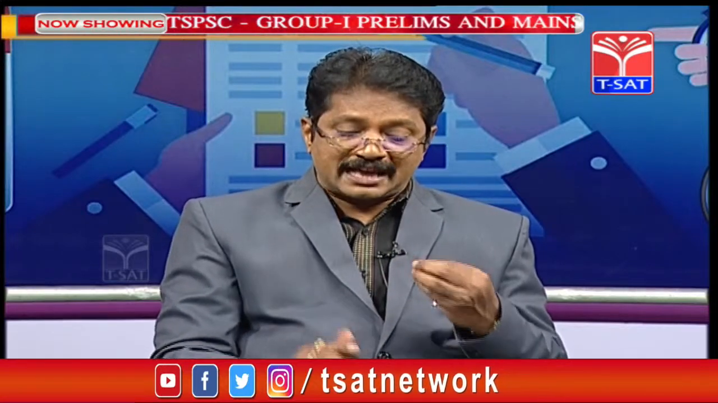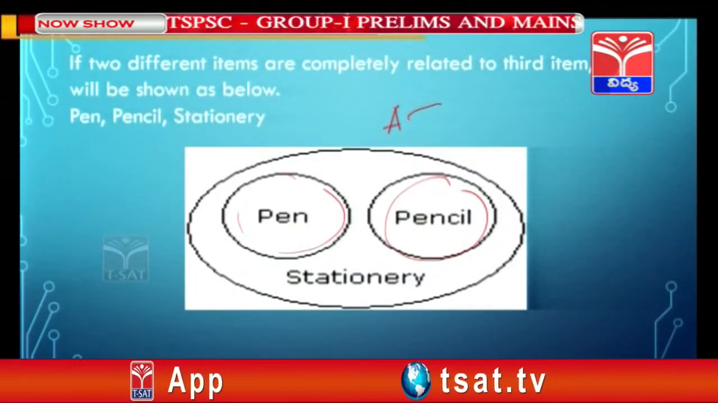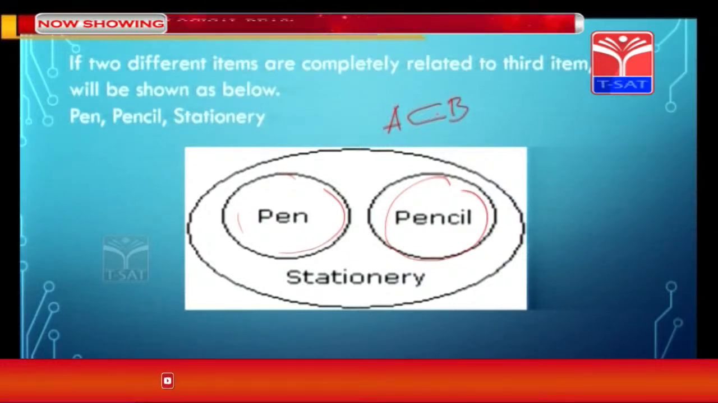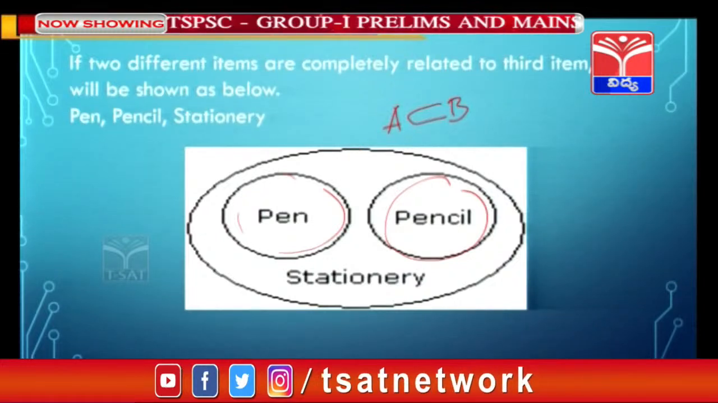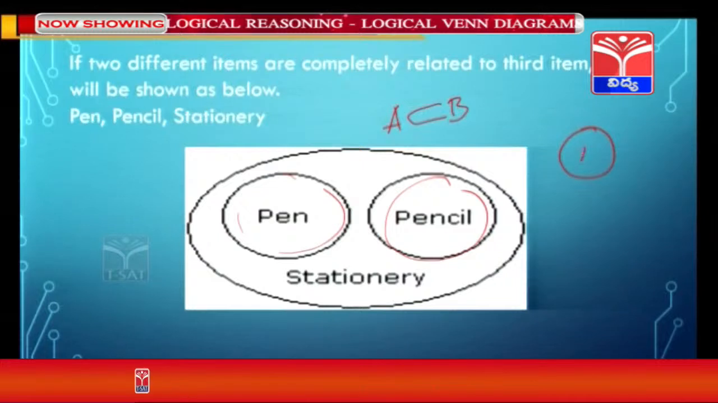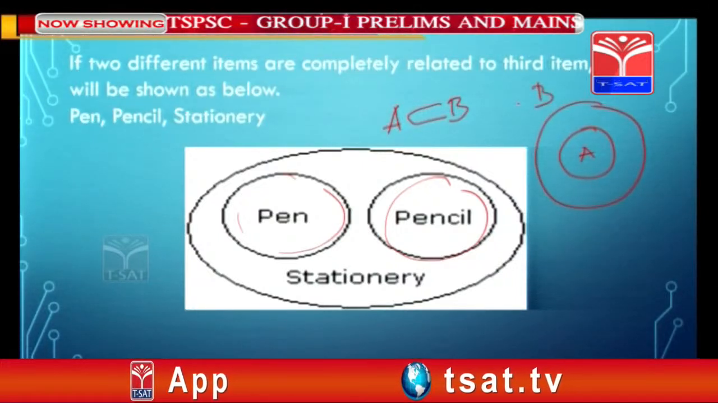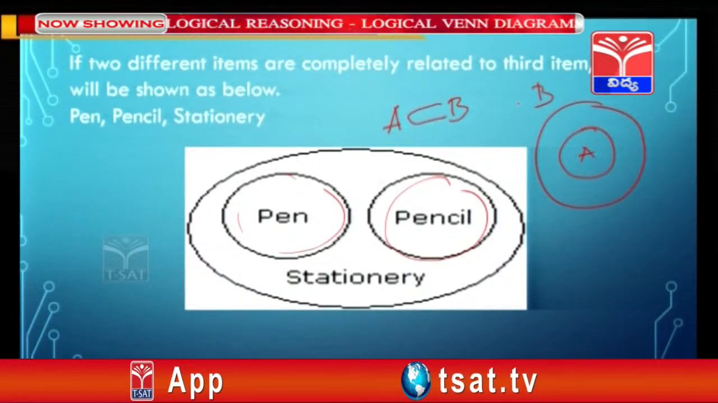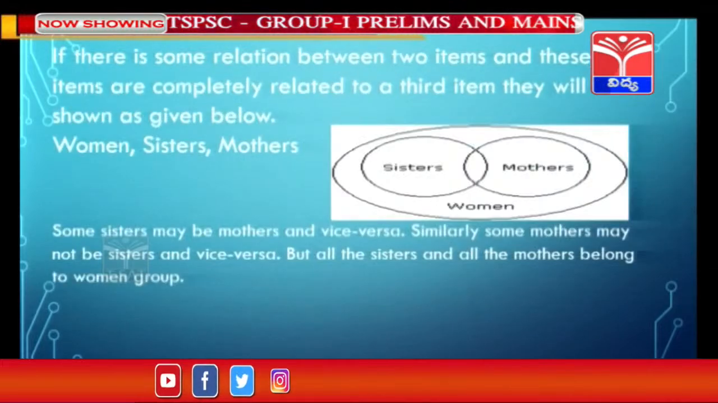So, they lie inside. If A is a subset of B, I will show it with a small diagram here. When A is a subset of B, it means all the elements of A are present in B, and we can represent it with A lying inside. This is A and this is B. Clear? This is a very, very important thing, and this is how you can represent it. Okay. Now, we will move to the next.